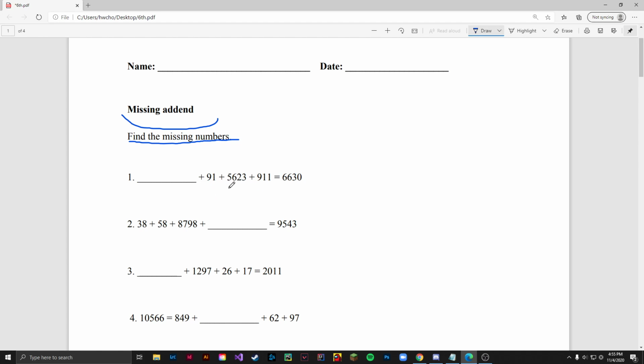So subtract the biggest number first. 6630 minus 5623, that's going to be 1007. That's gone. Then 1007 minus 911, you get 96. 96 minus 91 is going to be 5. So this blank is equal to 5.